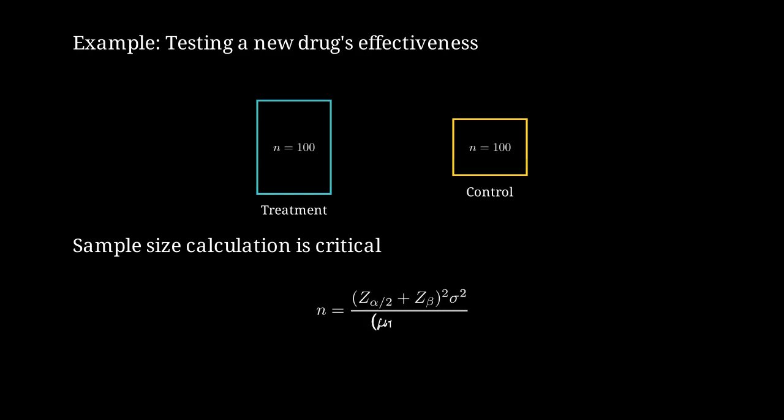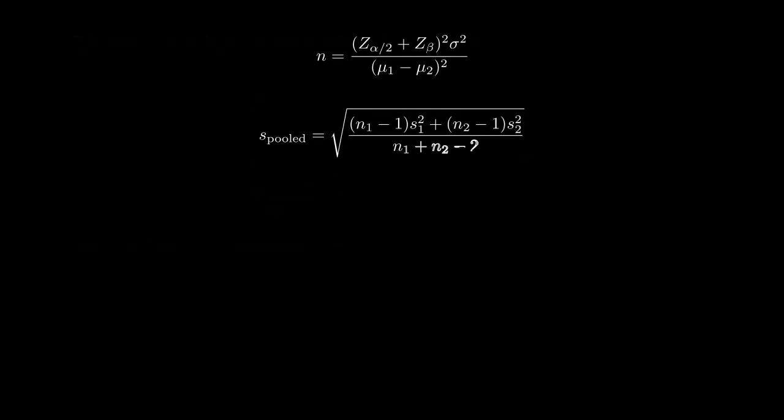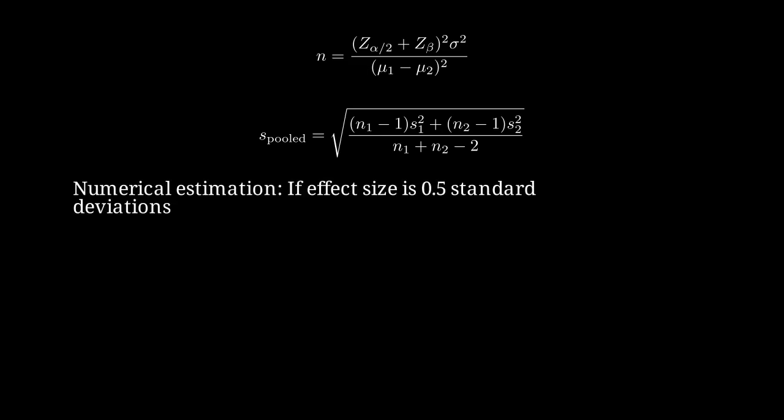The sample size formula accounts for significance level alpha, power beta, variance sigma squared, and expected effect size. The pooled standard deviation combines variance from both groups weighted by sample size. Let's do a numerical estimation. If our expected effect size is 0.5 standard deviations, we need approximately 64 participants per group, so 128 total participants.